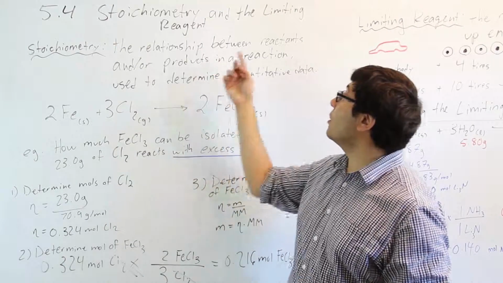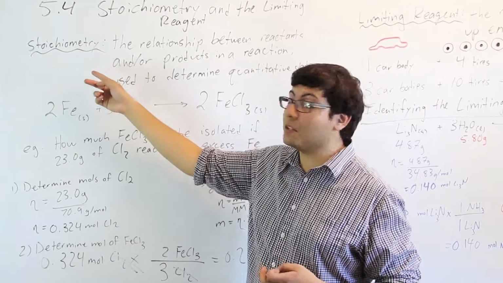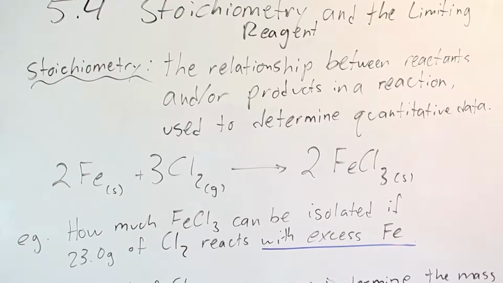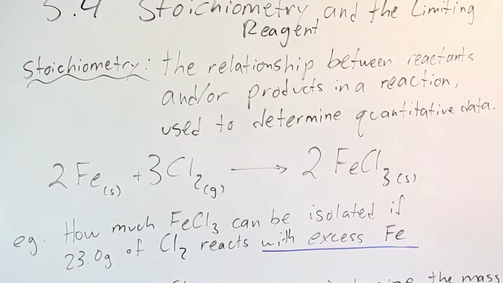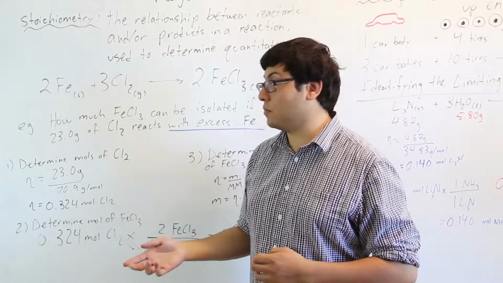So let's move on to stoichiometry and the limiting reagent. Stoichiometry is a hard word to pronounce, but in technical terms, it's the relationship between reactants and/or products in a reaction used to determine quantitative data. It's a bit hard to wrap your head around, but let's do an example first.